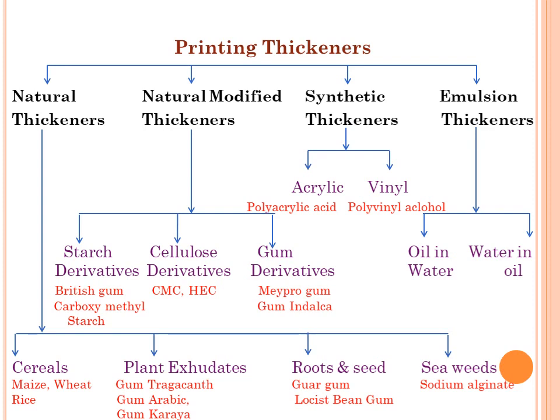Next category is emulsion thickeners. Emulsion thickeners are nothing but a mixture of oil and water. Based on that, there are oil in water and water in oil, the two types of emulsion thickeners. Oil in water means oil particles will be surrounded by water, so oil is in the dispersed phase and water is in the continuous phase. In case of water in oil, water will be in the dispersed phase and oil will be in the continuous phase.